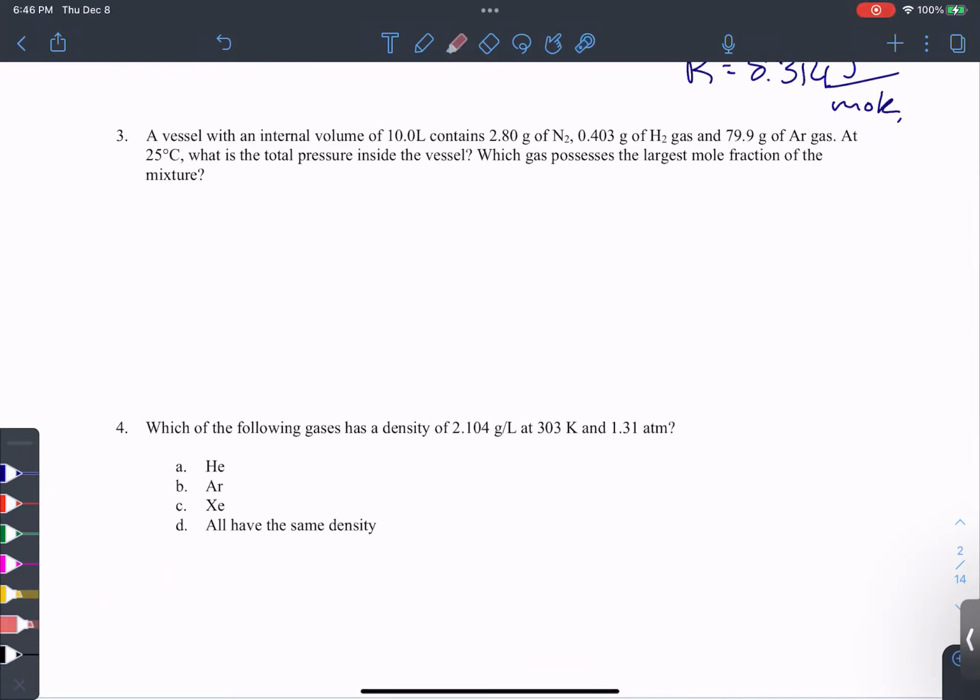So if we look at the pieces of information here, I give you masses of different gases. My strategy here would be, okay, let's turn those gram amounts to moles of each. So I know how many moles of N2 I have, how many moles of H2 I have, how many moles of argon I have. How do I do those calculations? What piece of information do I need? Molar mass. Okay, very good. So now I have moles of each of the components.